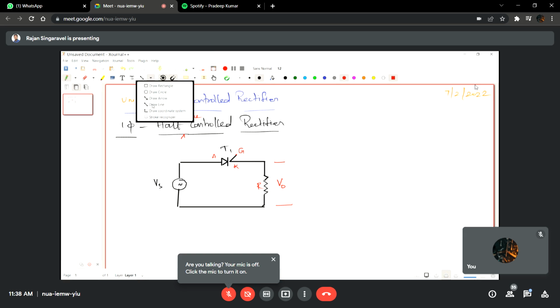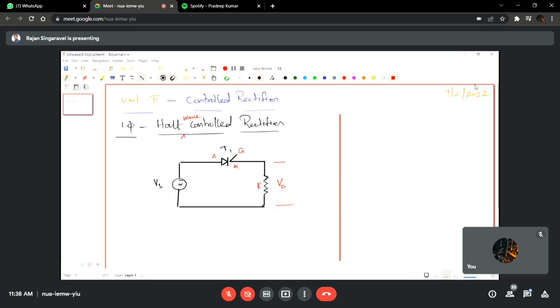So let me draw the waveforms of this particular circuit. We have an AC source. See, the AC waveforms may not be so proper since I'm drawing on the digital board. So you make sure that you draw it properly in your notebook, right? So we have the input supply. This is pi, and this is 2 pi. This is your Vs, and this is Vm, right?